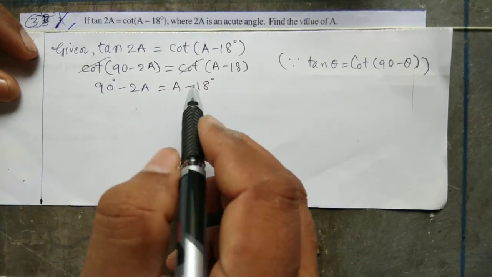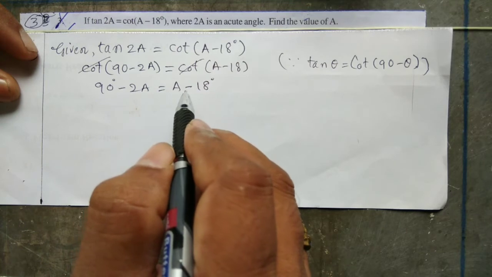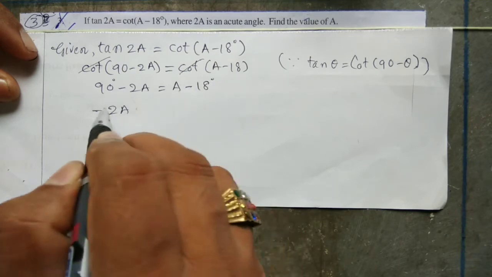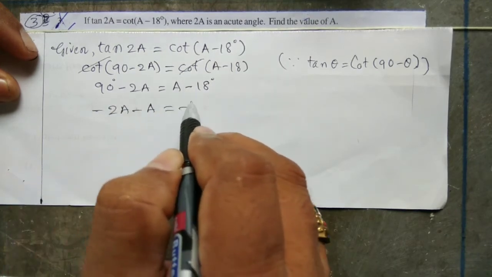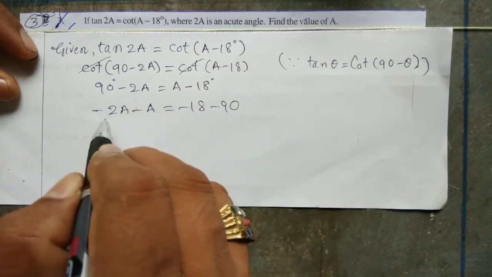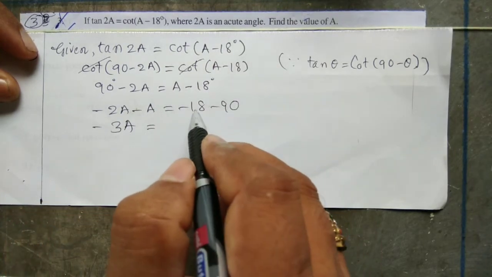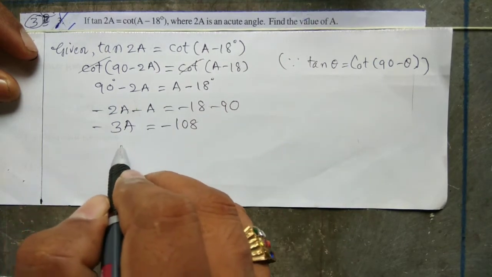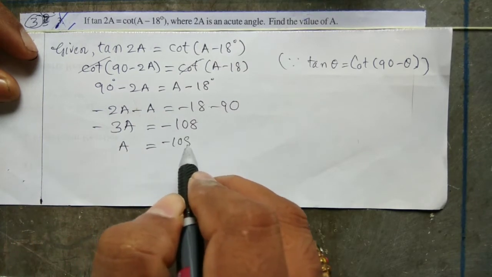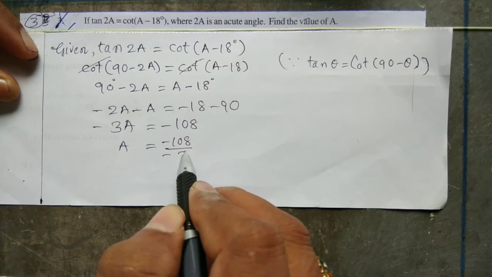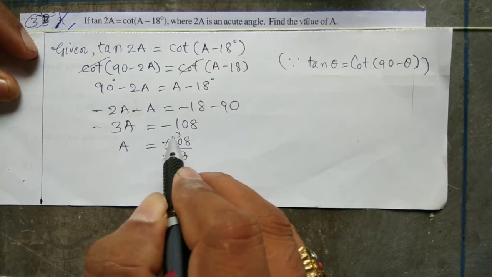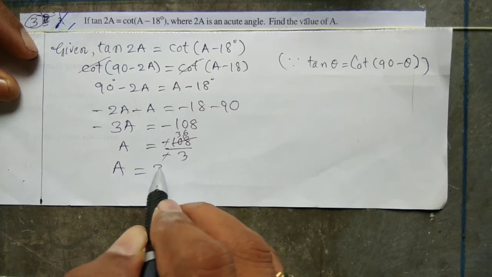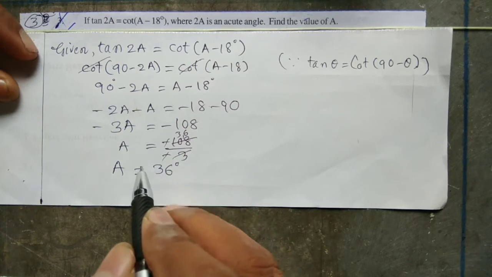These are degrees. We have to shift these 90 degrees on right side, minus 2a on left side, minus a is equal to minus 18 minus 90. Minus 3a is equal to minus 108 degrees. A is equal to minus 108 by minus 3. Minus minus cancel. 3 3s are 9, 1 balance, 3 6s are 18. So a is equal to 36 degrees.